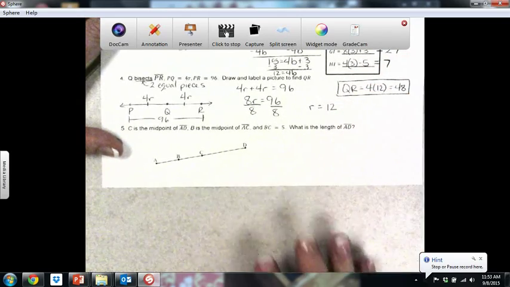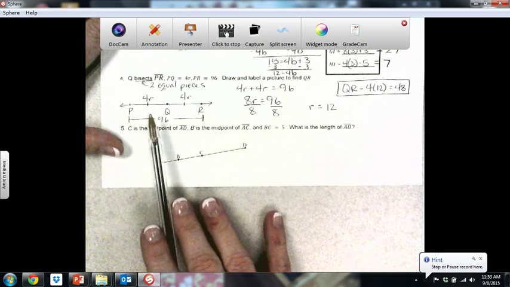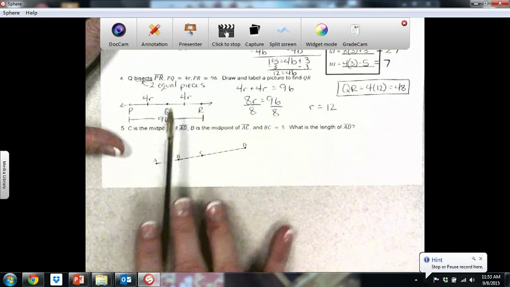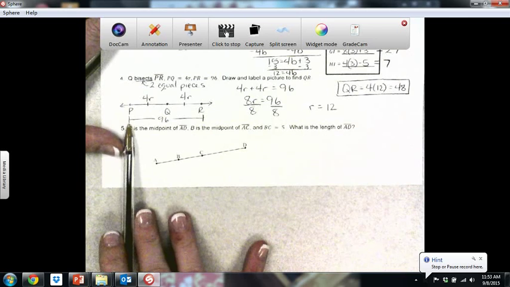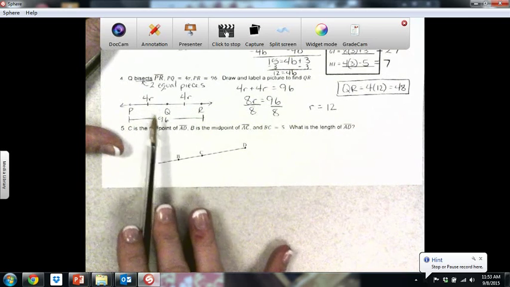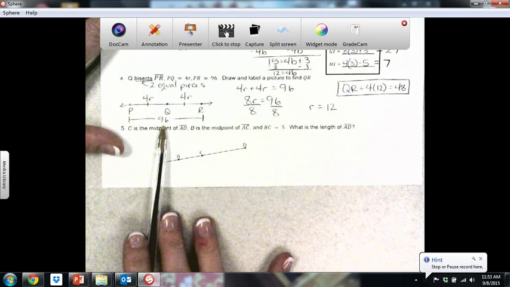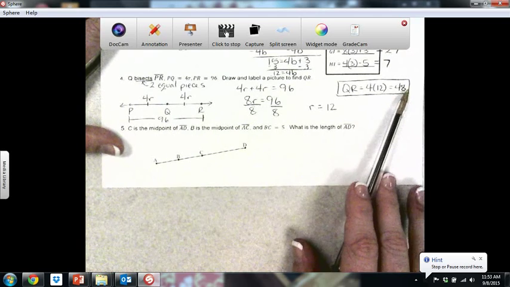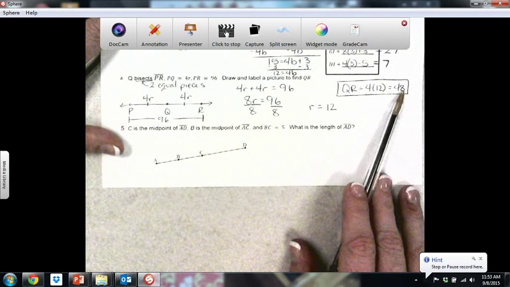The other way that you could have solved this problem is to realize that if these two pieces are equal and the whole distance across is 96, both pieces should be half of this. And 96 divided by 2 gives me this distance, which is also 48.